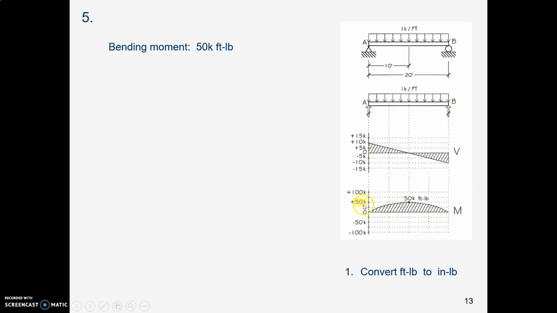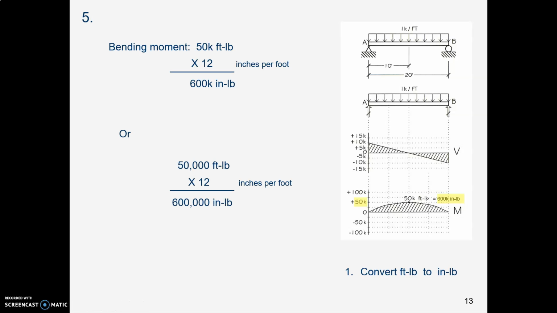So our bending moment is 50K foot-pounds. There are 12 inches per foot, so 50 times 12 gives us 600. So our bending moment in inch-pounds is 600K inch-pounds. Or if you like to write out the zeros, 50,000 foot-pounds. 50K means 50,000. 50,000 foot-pounds times 12 gives us 600,000 inch-pounds.